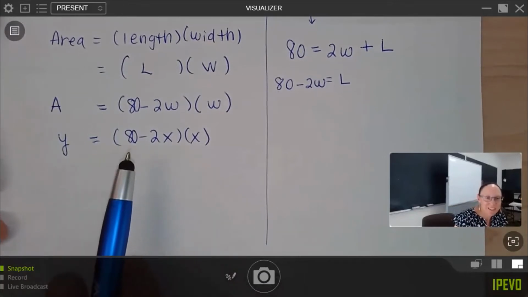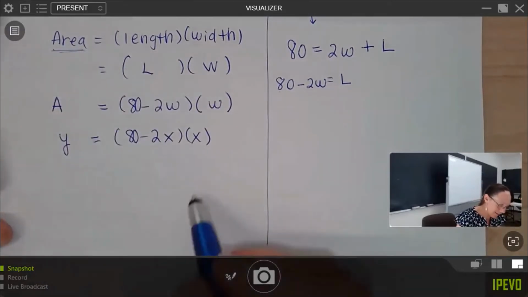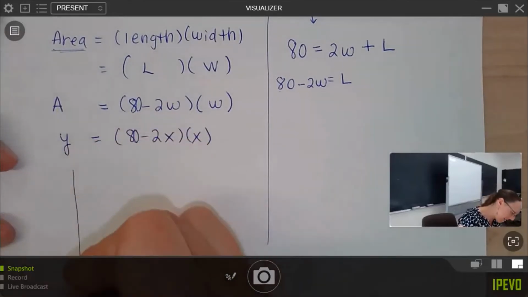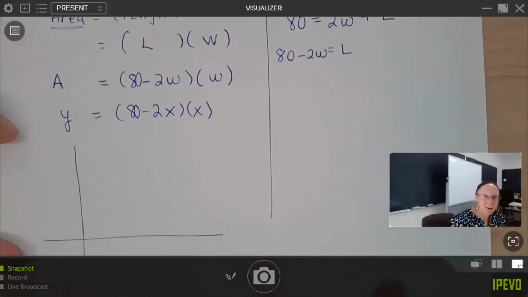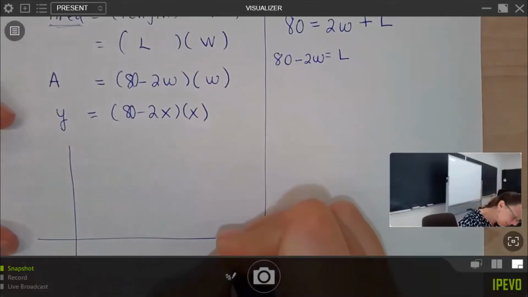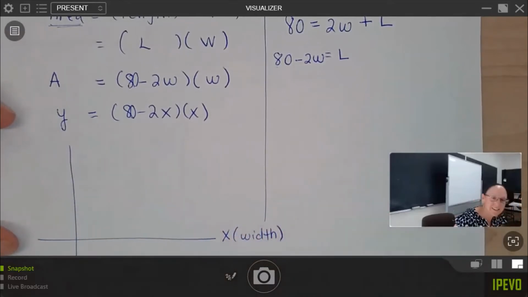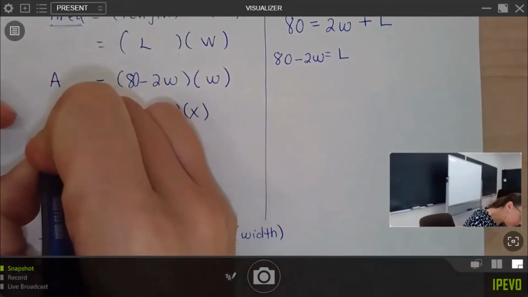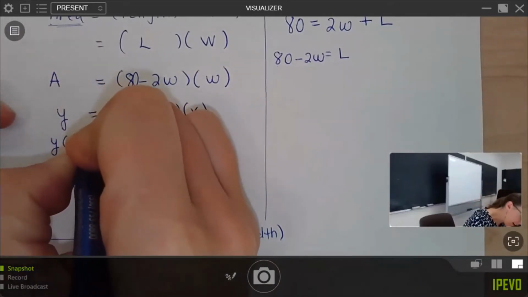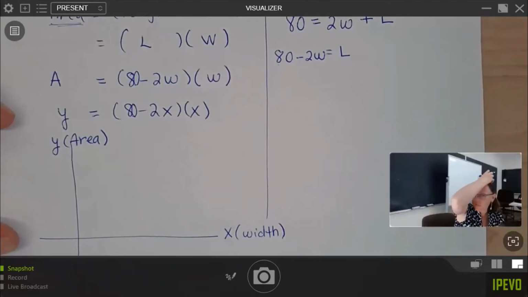So why is this helpful? We're trying to find the largest area. So if I know what this graph looks like, and personally, I do know what this graph looks like, I can put my x value or the width down here on this axis, and I can put the y value or the area here on this axis. And if I sketch this, I know that the vertex of this parabola is going to show me that maximum area.